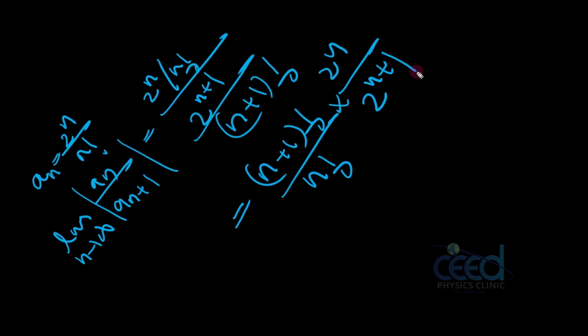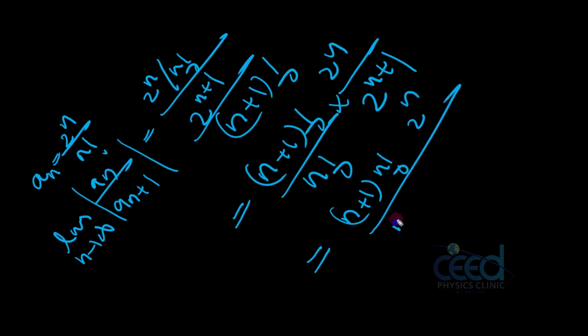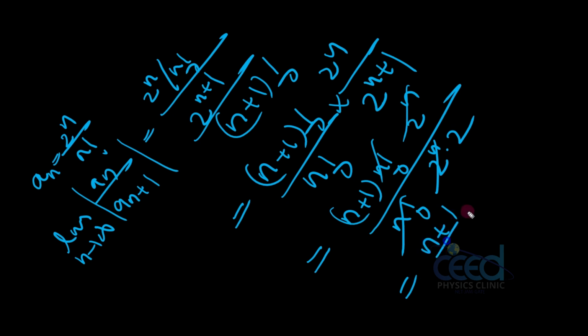Okay, let me go to the blackboard. Now this (n+1) factorial I can write as (n+1) into n factorial, and 2 raised to (n+1) I can write as 2 raised to n into 2. This will cancel, this will cancel. So (n+1) divided by 2. So here I can put the limit as n tends to infinity, right?